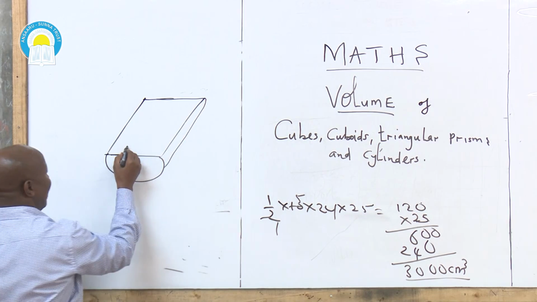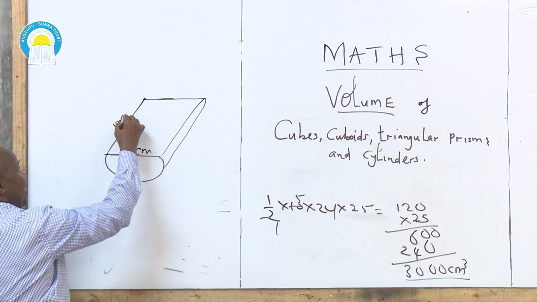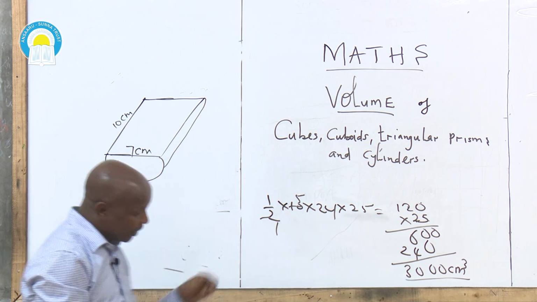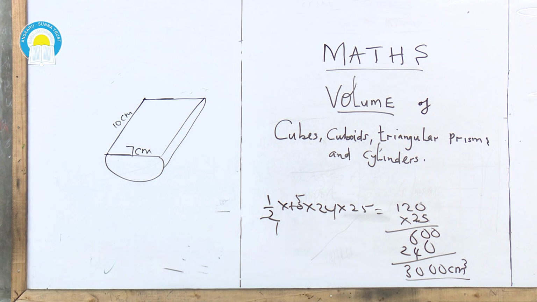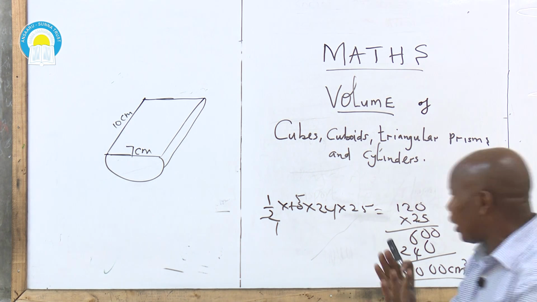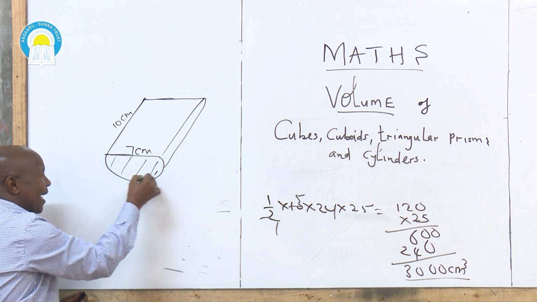Now, let the diameter be 7 centimeters. Let the height be 10 centimeters. Class, I want to repeat again. I'm not going to get tired of repeating. Volume is cross-sectional area. Master that. Cross-sectional area here means area of the semicircle multiplied by the length.